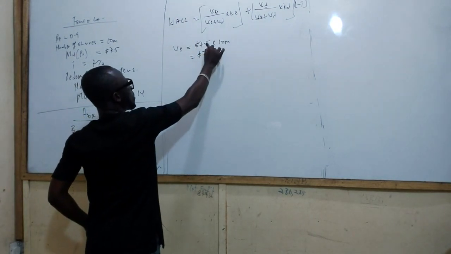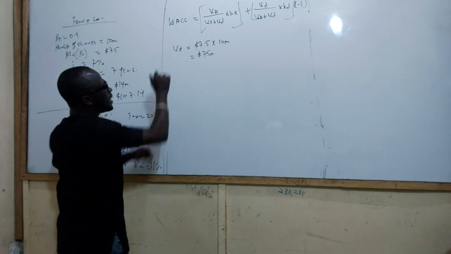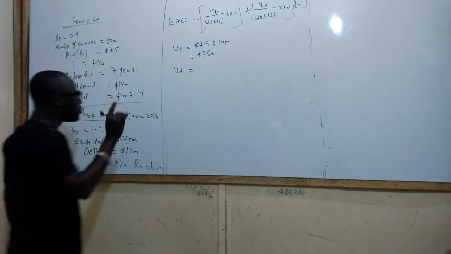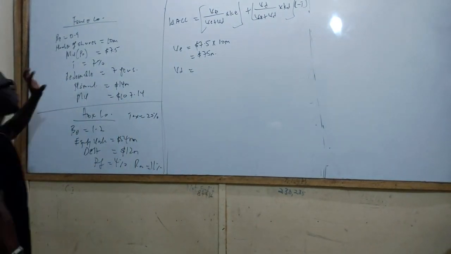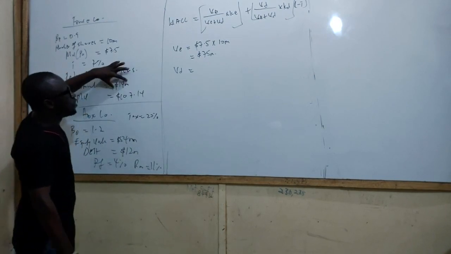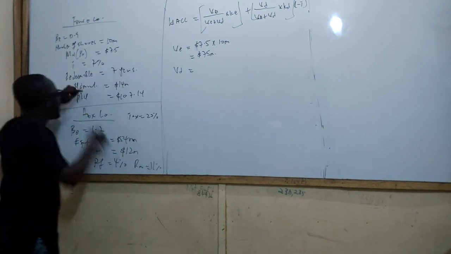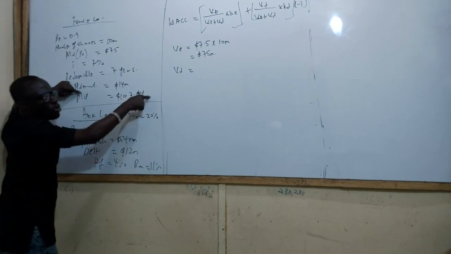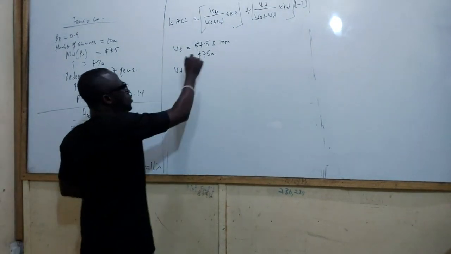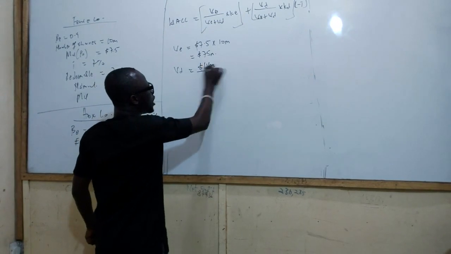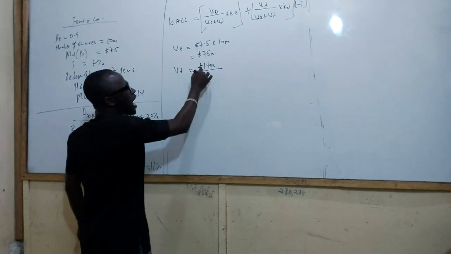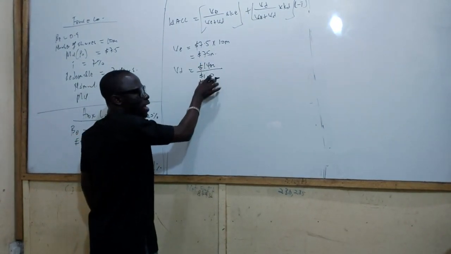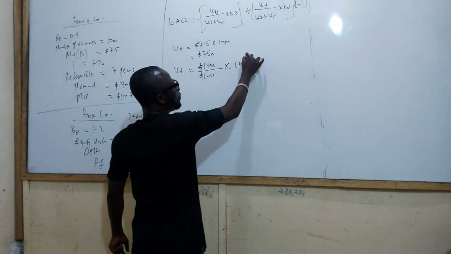75 million. So that is the VE. Then I need to calculate the VD. Now follow me on the VD very well. Remember, the bond nominal value is 14 million, but the market value per bond is 107.14. So to get our VD, we will say 14 million, the nominal value, over 100 per bond, times 107.14.